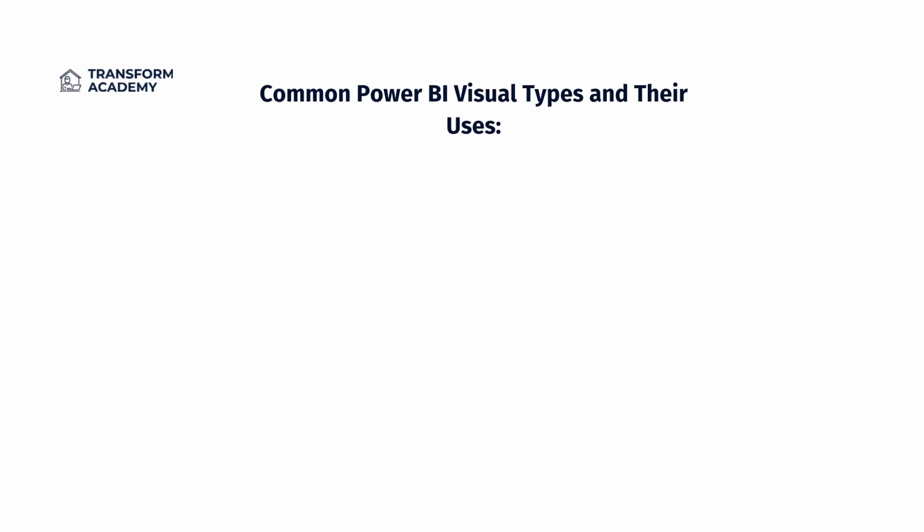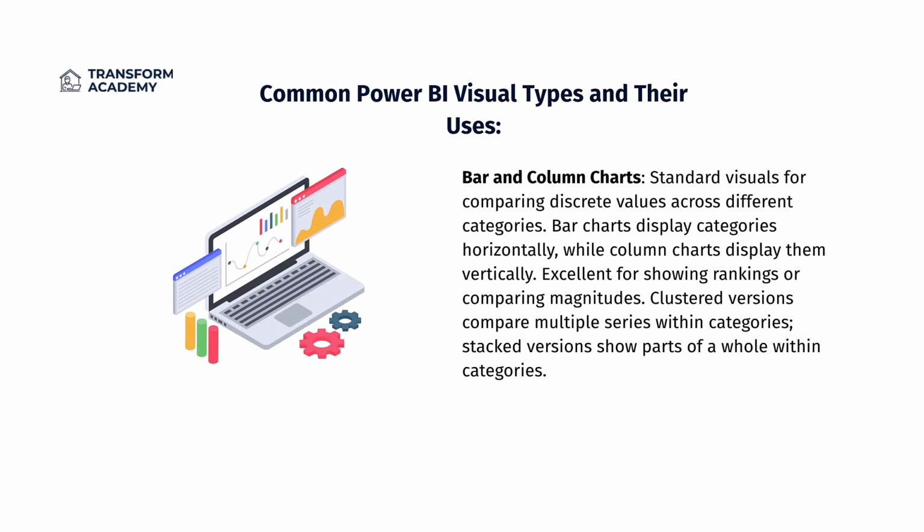Common Power BI visual types and their uses. Bar and column charts: the standard visual for comparing discrete values across different categories. Bar charts display categories horizontally, while column charts display them vertically. Excellent for showing rankings and comparing magnitude.